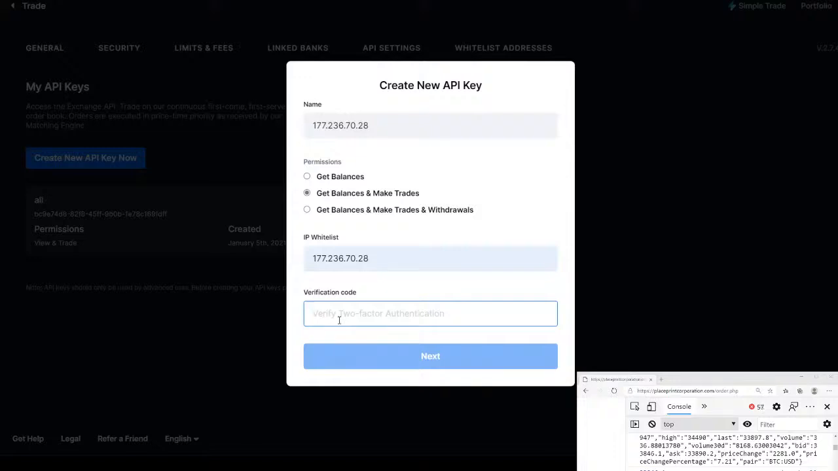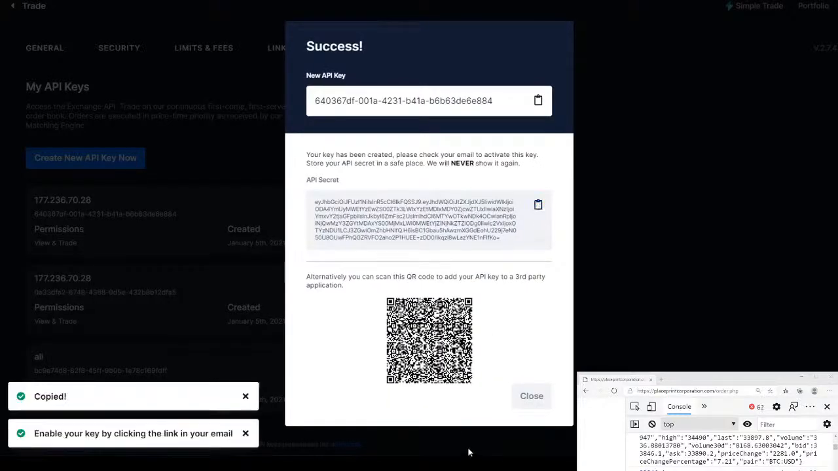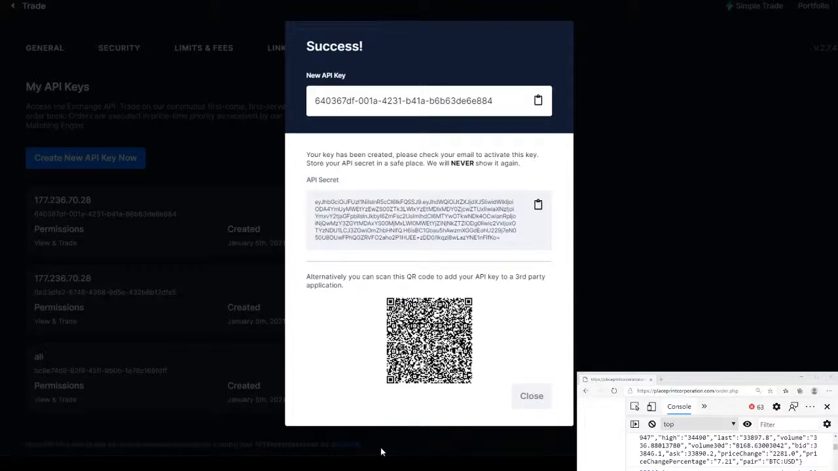Okay, two-factor. Gotta verify this. 315-965. Right, and there's the code, and then we'll just copy this. We have to activate it, and we'll put this for 177.236.70.28. Just put the private key. There you go. Okay, now we've activated it.